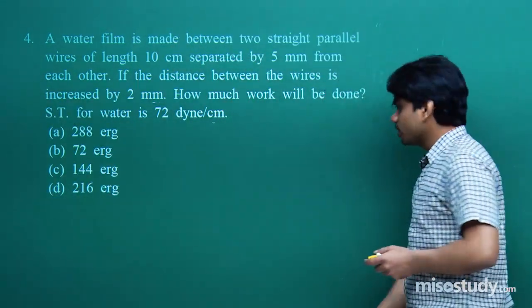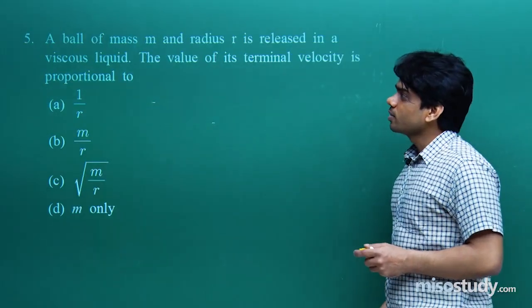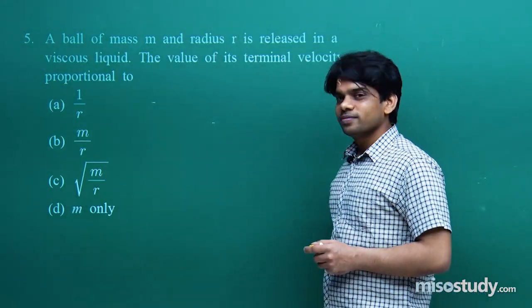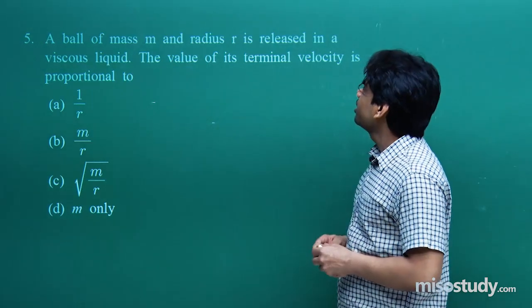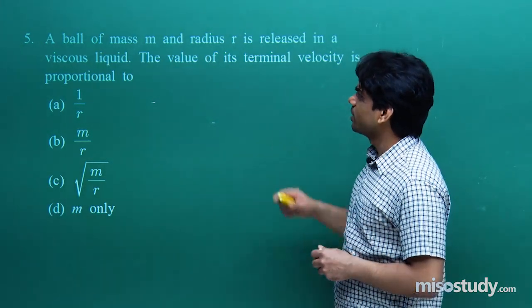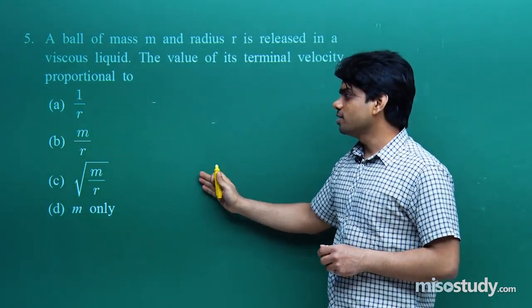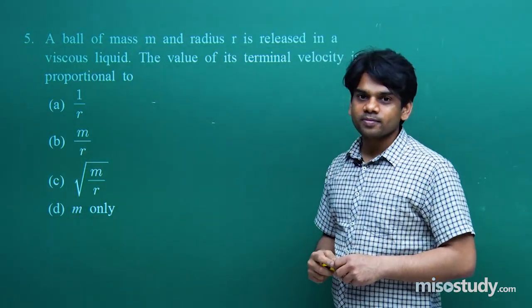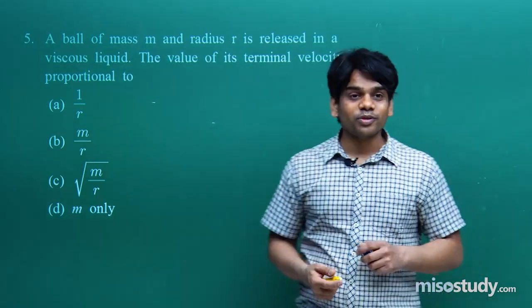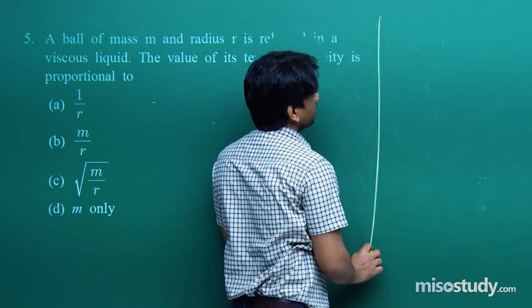Next question of the class, we have the 5th one. A ball of mass m and radius r is released in a viscous liquid. The value of its terminal velocity is proportional to: A, 1 by r; B, m by r; C, under root m by r; and D, m only. Its mass and radius we have to compare, on which the terminal velocity is dependent.